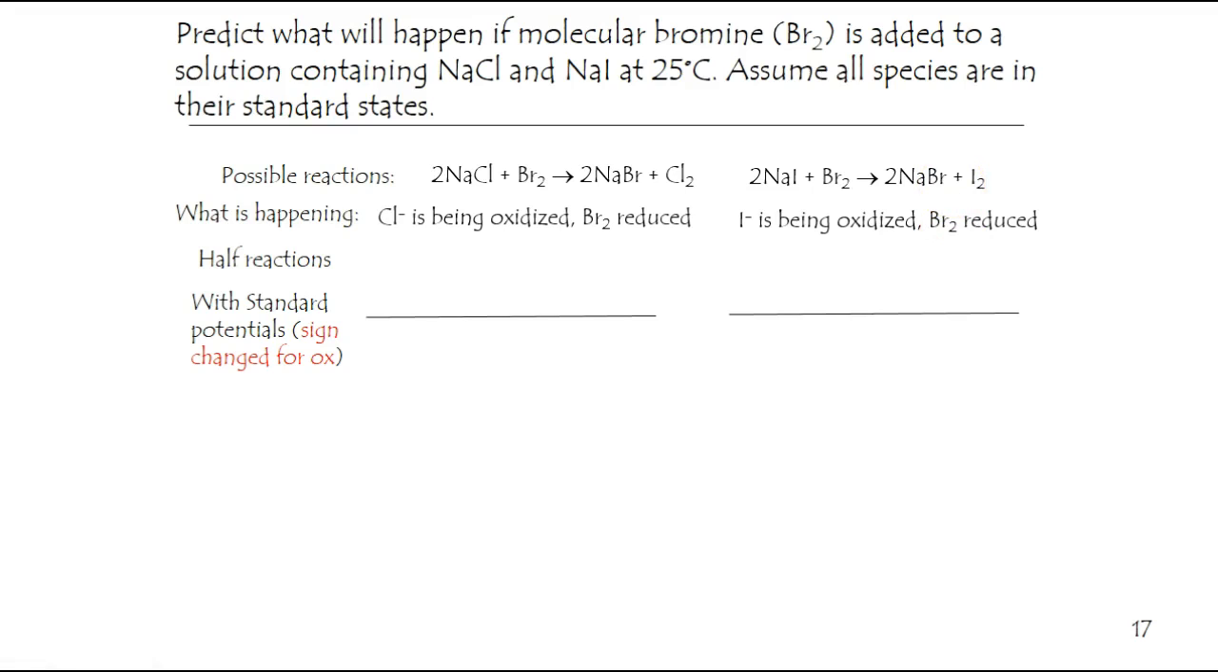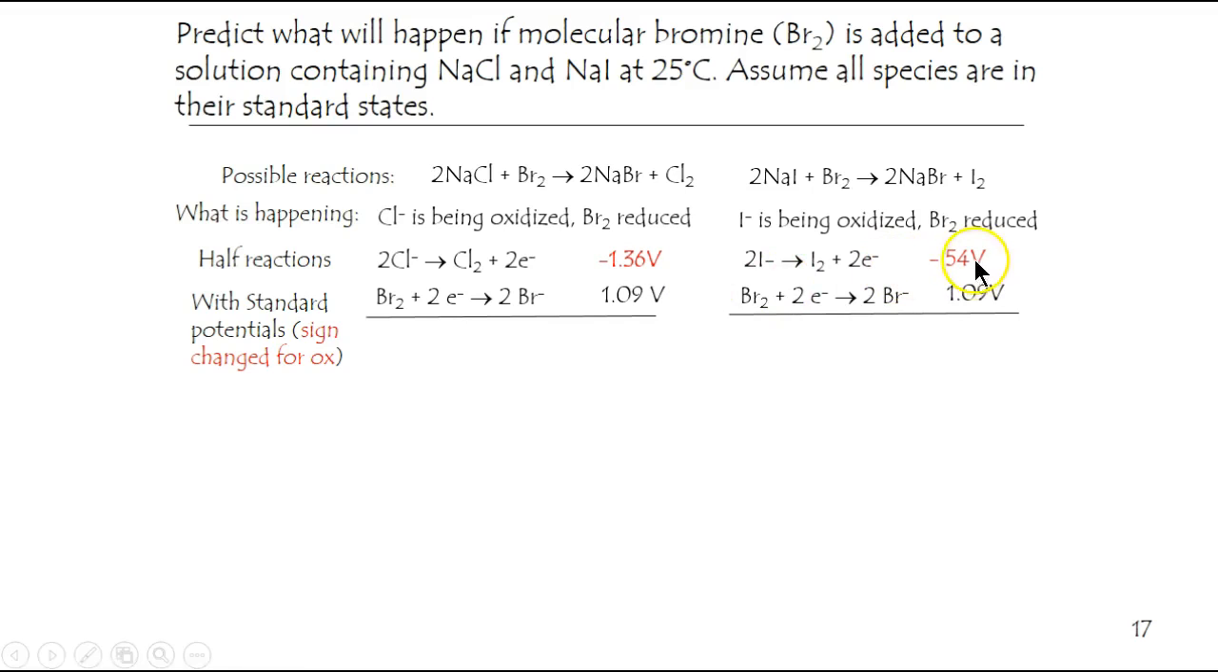So we can write down each half reaction. Chloride to chlorine, bromine to bromide. Let's try this one, iodide to iodine. That is our oxidation, bromine to bromide. And we look up the standard reduction potentials for each. And we get values of, as shown here.